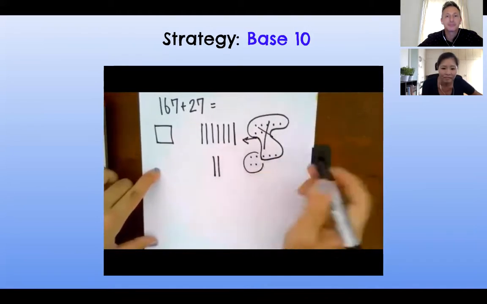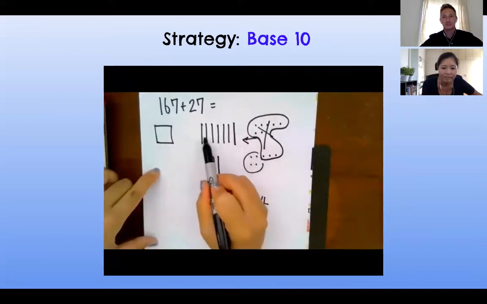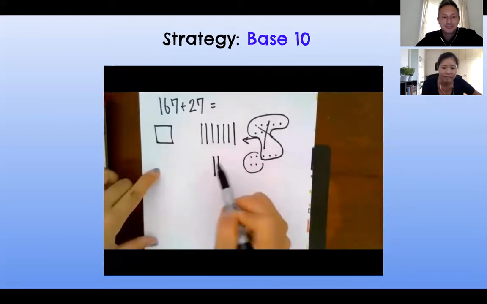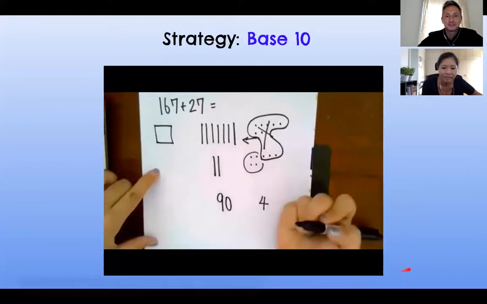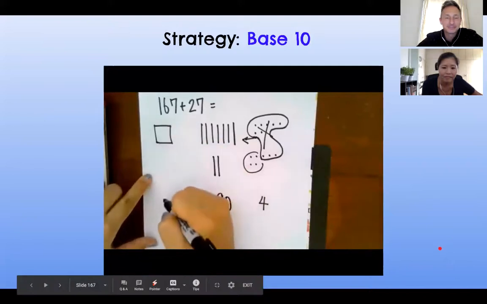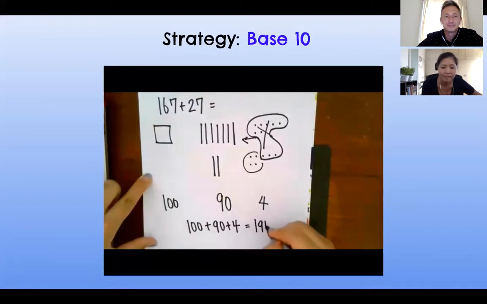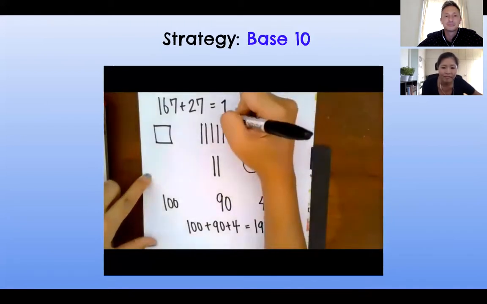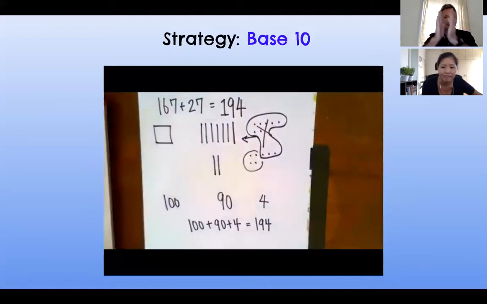I have 4 ones, that's 4. And let me count my tens. 1, 2, 3, 4, 5, 6, 7, 8, 9. 9 tens, which is 90. And I have 100, so that's 100. Finally, I'm going to add those numbers together. That kind of looks like an expanded form. 100 plus 90 plus 4, that equals 194. So the total or the sum is 194.